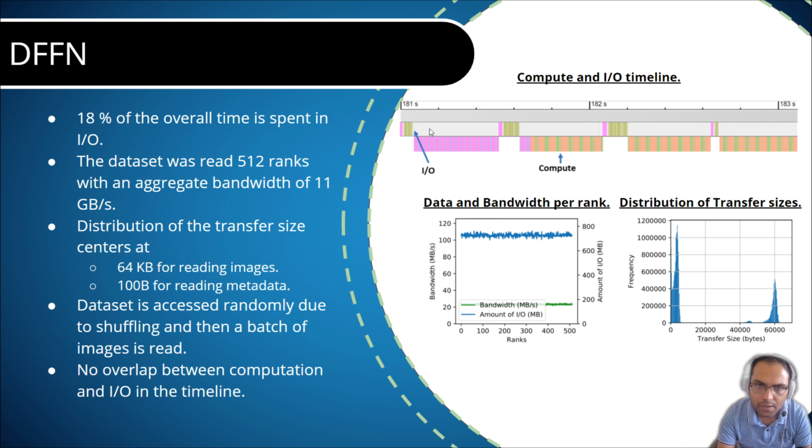For DFFN, we see that 18% of the overall time is spent on performing I/O. The dataset is consumed by multiple parallel processes and achieves an overall bandwidth of 11 gigabytes per second. The distribution of transfer size centers at 64 kilobytes for images and 100 bytes for the metadata file. There is no overlap between computation and I/O, as seen on the timeline on the right.